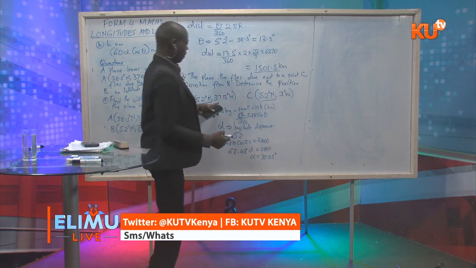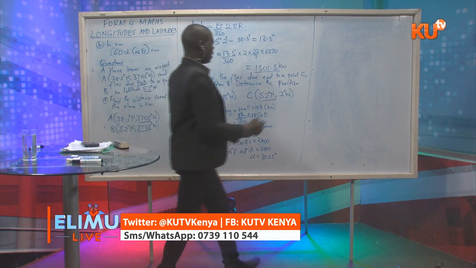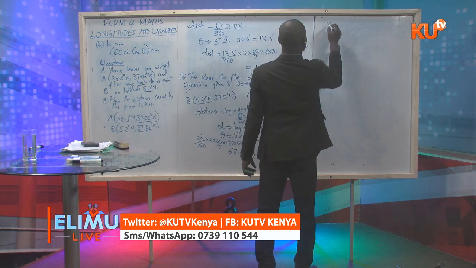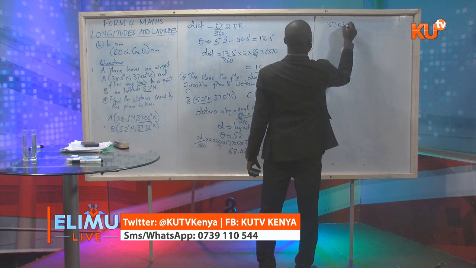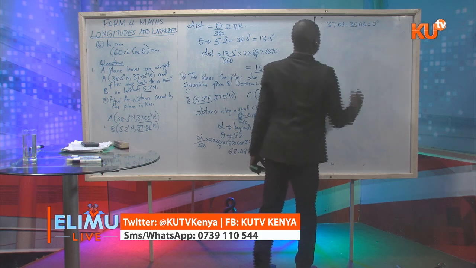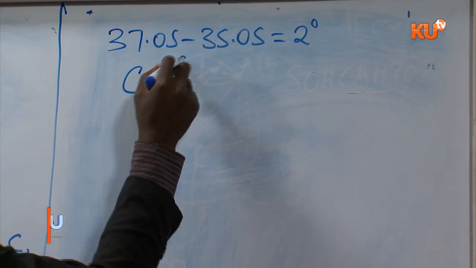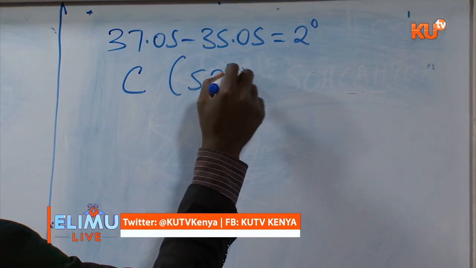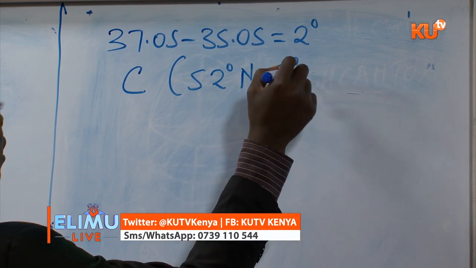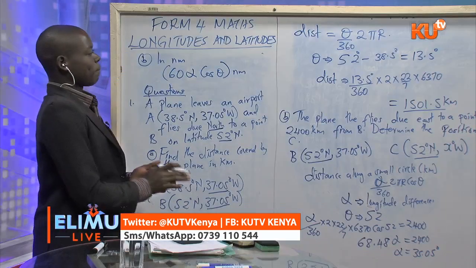If this is 37.05 and this is 35.05, then the difference between them, 37.05 minus 35.05, gives us 2 degrees. So it means, therefore, that C is located on 52 degrees north and 2 degrees west. So that becomes now the location of the town C.